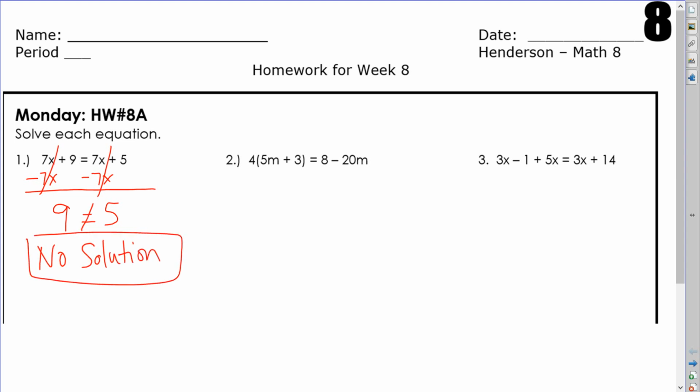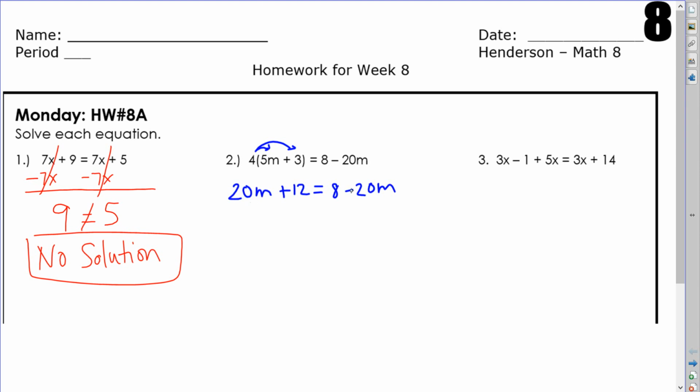Question number 2. This one has parentheses on the left side, so we need to distribute to clear those parentheses. We multiply this coefficient by every term inside. 4 times 5m is 20m. 4 times a positive 3 is positive 12. Bring down the equal sign, bring down the right side of the equation.